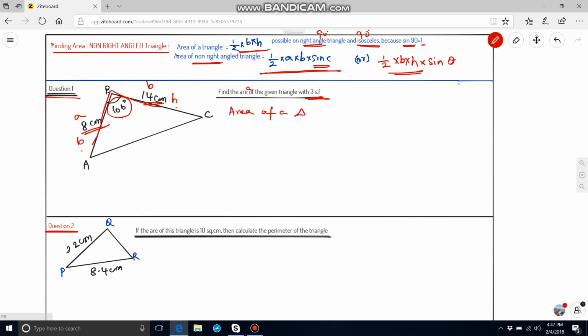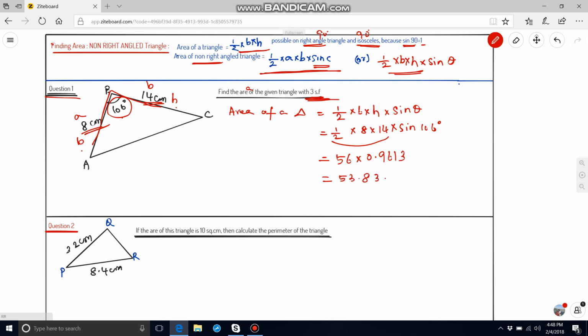Area of a non-right angle triangle is equal to half times base times height. The angle is given, so introduce sine theta here, which is half times base 8 times height 14, times sine of the angle given, 106 degrees. Half times 8 times 14 gives 56, times sine 106 degrees, which is 0.9613. By multiplying these two, we get 53.83.